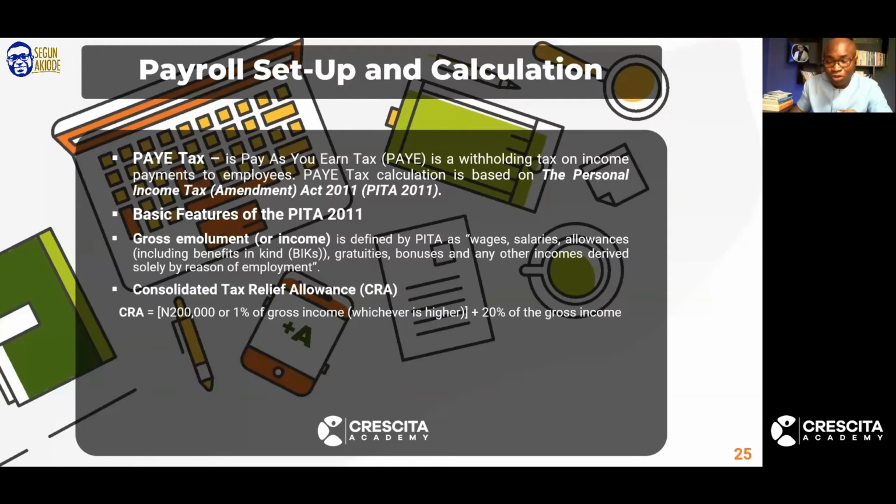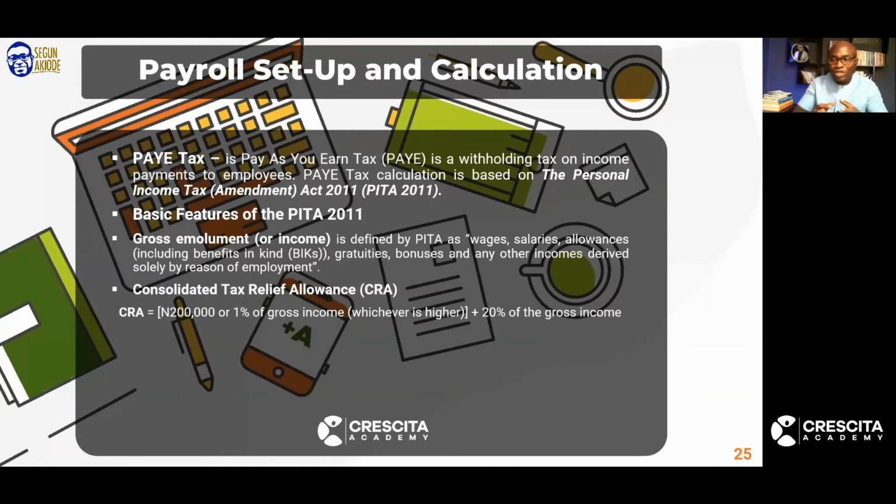So in terms of the tax reliefs that are available, one is what we call your Consolidated Relief Allowance, CRA. And that is composed of two parts: 200,000 or 1% of gross income, whichever is higher. Now, this particular part of the consolidated relief is often confused by most, even finance individuals make this confusion. They only deduct 200,000. They forget the second part that says 1% of gross income, whichever is higher.